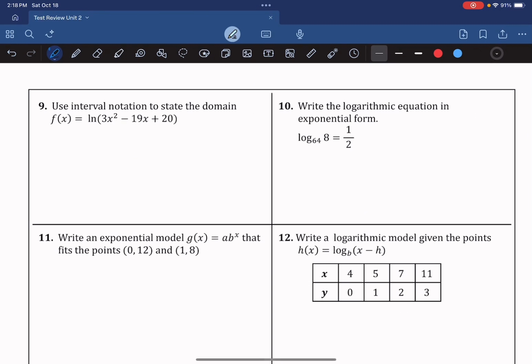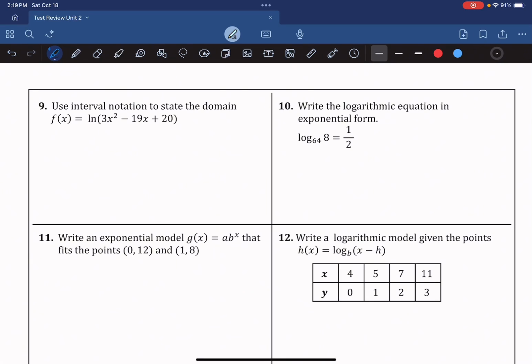Alright, question number 9. It says, use interval notation to state the domain of f of x equals ln of 3x squared minus 19x plus 20. Okay, so we know that with a logarithmic graph, you have a vertical asymptote, and then your graph looks somewhat like that. Or it could be transformed to look a different way. But what you have to know is that there will always be a vertical asymptote, because it's the opposite of an exponential, which always has a horizontal asymptote.